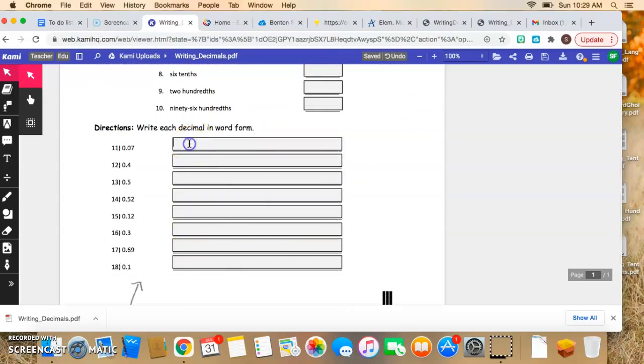Now it's asking for word form. So we know that here after the decimal is tenths, so this is in the hundredths spot. So we're going to write 7 hundredths.